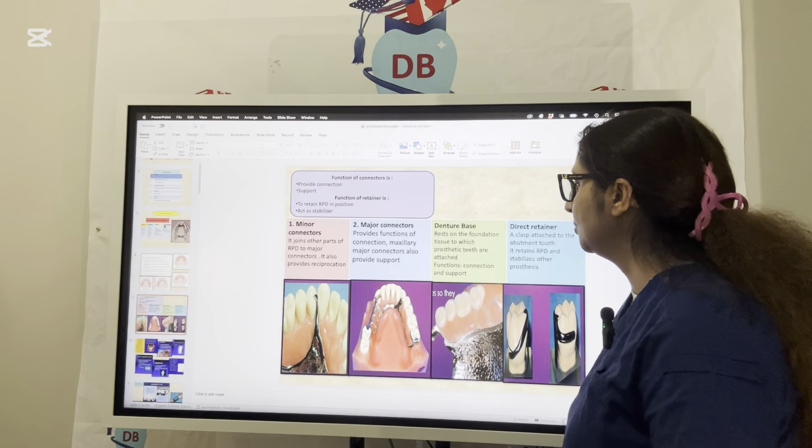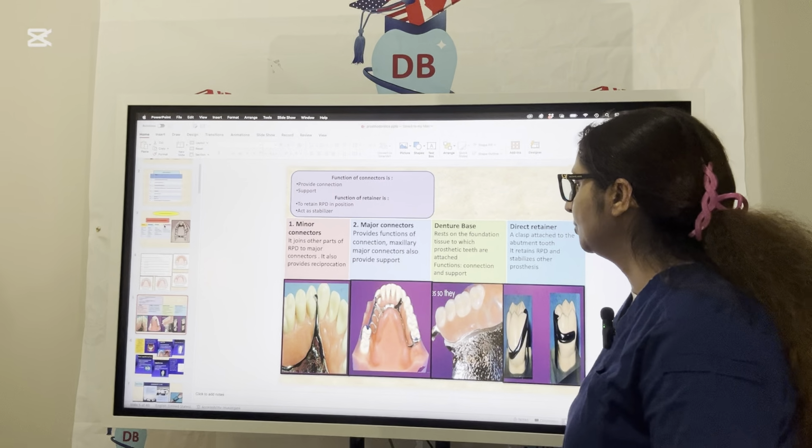If you look at the picture here, I already showed you the picture of the lingual bar. This is the labial bar. That's another mandibular major connector. So if the lingual designs are not possible, then you go for a labial design, although the labial design is not going to be that aesthetic.